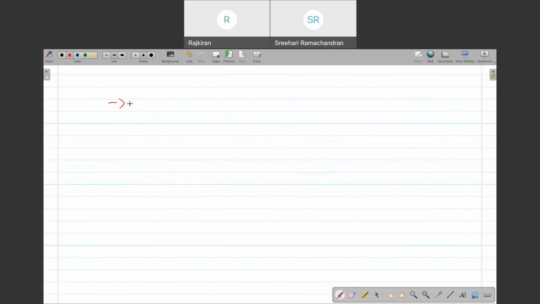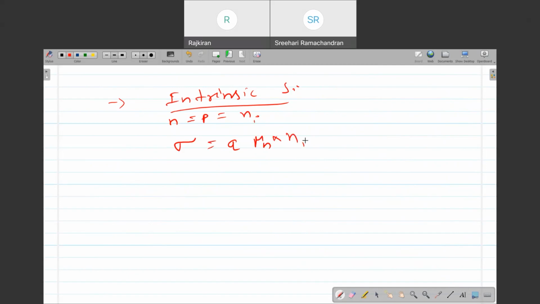Now if I take intrinsic silicon, where the concentration of hole equals the concentration of electron equals Ni, they are both equal to Ni. So sigma equals Q into mu n into the concentration of electron, Ni, plus Q into mu p into the concentration of hole, also Ni. That equals Q into (mu n plus mu p) into Ni.